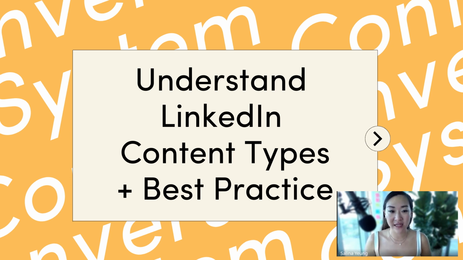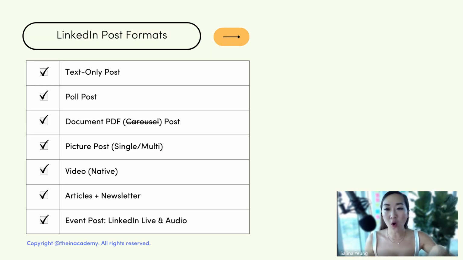Understanding LinkedIn content types and best practice. These are all the LinkedIn post formats that are possible for you to upload right now. We have text-only posts, poll posts, and document posts. It's no longer called carousel posts on LinkedIn, it's called document PDF posts. Then you have a picture post, which is a single image. You can also upload multi-image, video posts (native), I'll explain what native means, as well as LinkedIn articles and LinkedIn newsletter, and event posts, which is LinkedIn Live, as well as LinkedIn audio events.